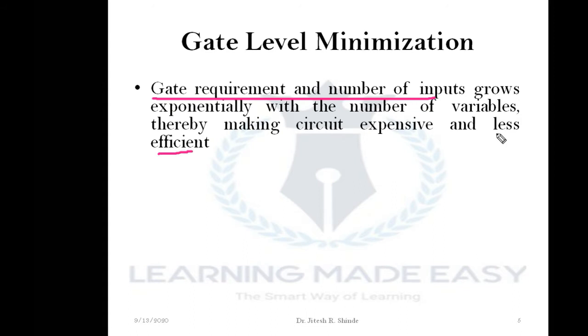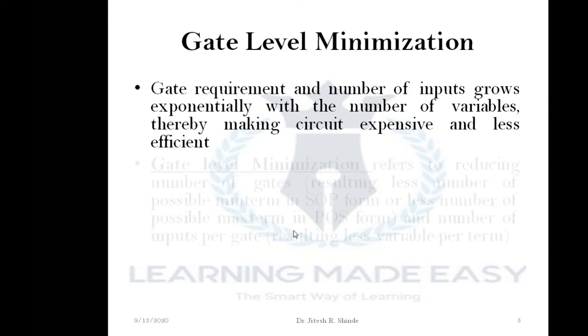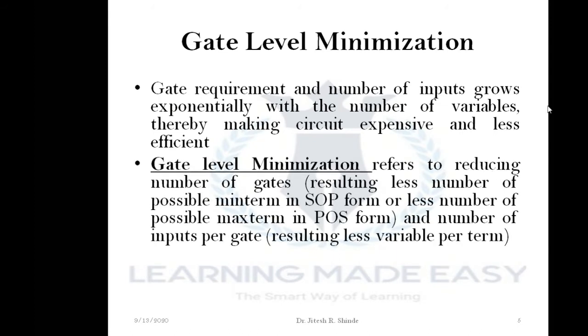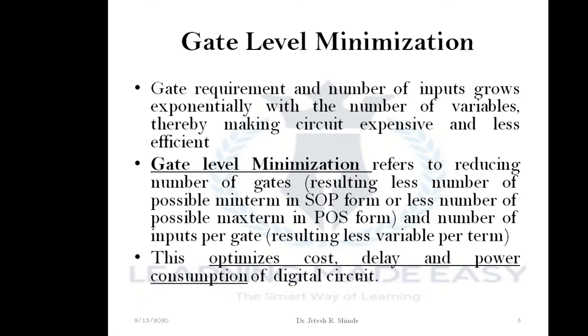So which technique do we need to use? Gate level minimization. So what does gate level minimization refer to? Gate level minimization refers to, as I have just shown you with the example, reducing the number of gates, resulting in fewer possible minterms in SOP form or fewer possible maxterms in POS form, and reducing the number of inputs per gate, that is, resulting in fewer variables per term. This optimizes the cost, delay and the power consumption of the digital circuit.